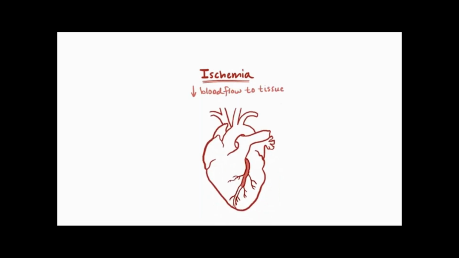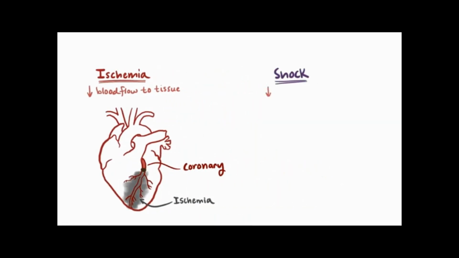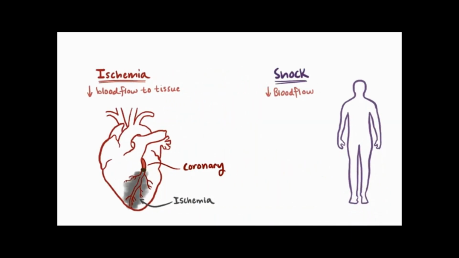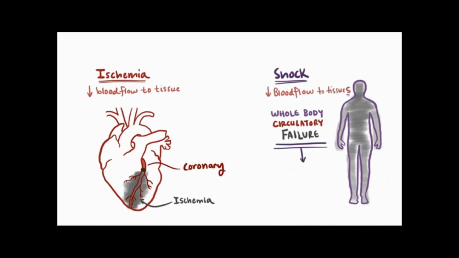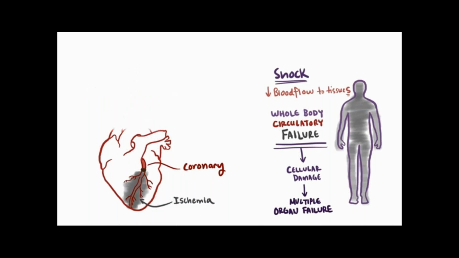When we talk about ischemia, we're usually talking about this lack of blood flow to a specific area of tissue. A coronary artery in the heart gets blocked that supplies the left ventricle with blood. So that localized area of heart tissue doesn't get enough blood and oxygen, and that damage is localized to that left ventricle. Shock is like ischemia, but on a global scale. In other words, it's a whole body circulatory failure, where blood flow to tissues is dangerously low, leading to cellular injury, possibly damaging multiple organs, and even leading to multiple organ failure if not treated immediately.